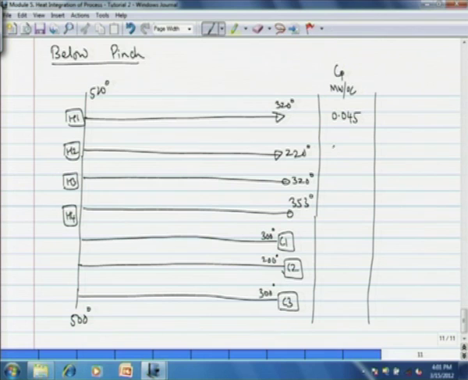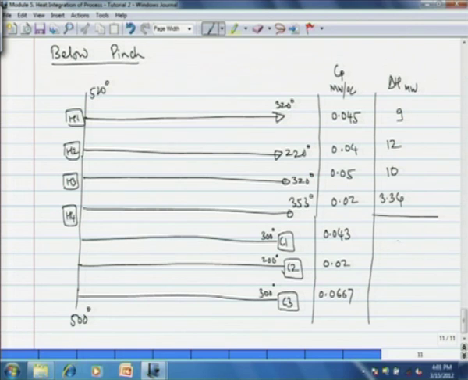H1 0.045, H2 0.04, H3 0.05, H4 0.02, C1 0.043, C2 0.02, C3 0.0667, and then the delta H in megawatt: 9 megawatt available with H1, 12 megawatt available with H2, 10 megawatt available with H3, 3.34 megawatt available with H4, then 8.6 megawatt required for C1, 6 megawatt required for C2, and 13.34 megawatt required for C3.